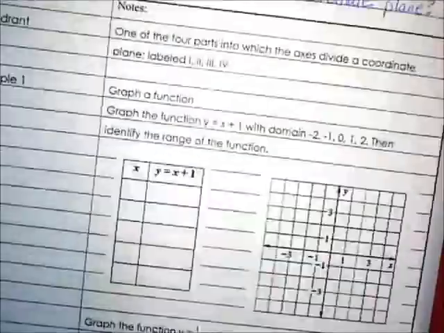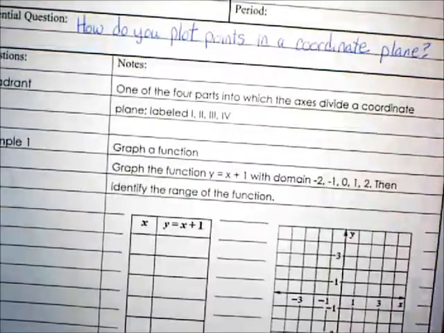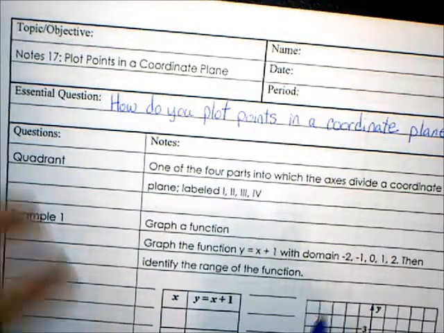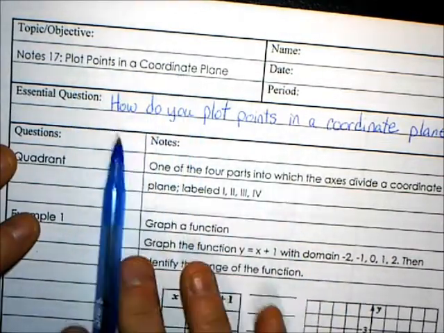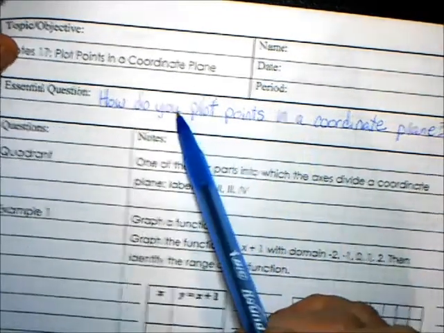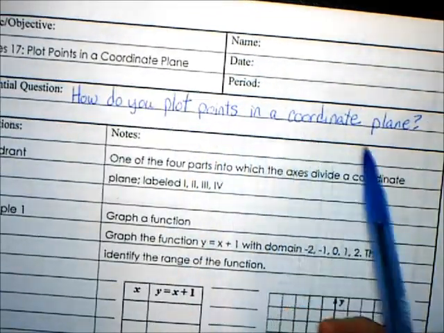Okay, here is Algebra 1 Notes number 17. It'll be the first one for Chapter 4, plotting points on a coordinate plane. Make sure you put your name, date, and period. Your essential question is, how do you plot points on a coordinate plane?